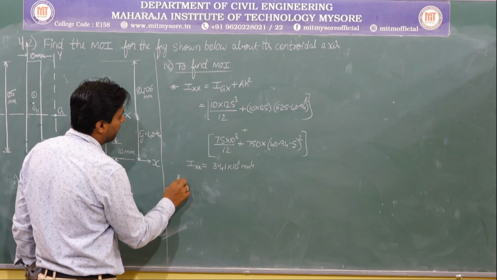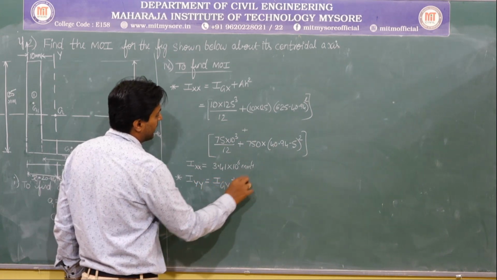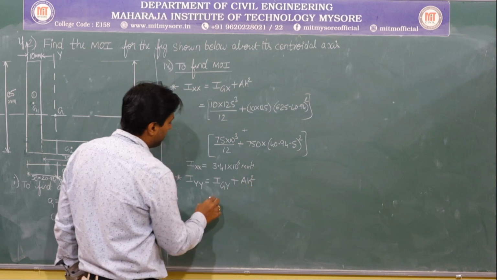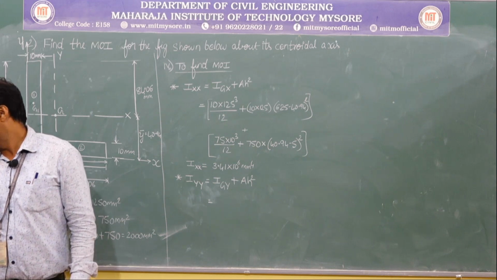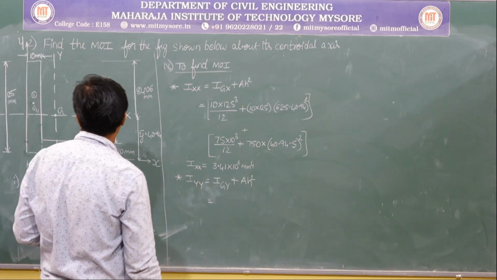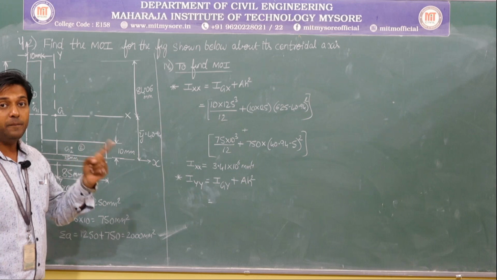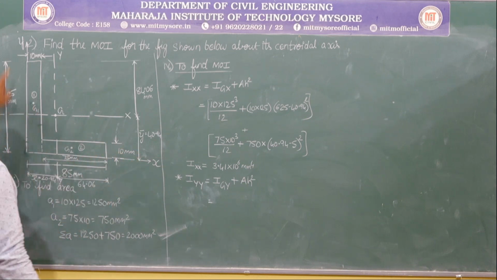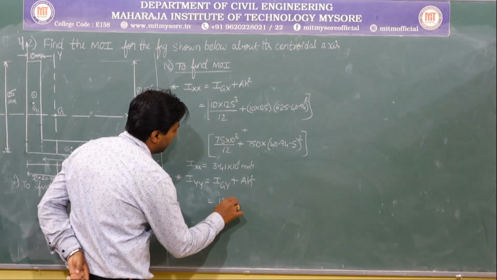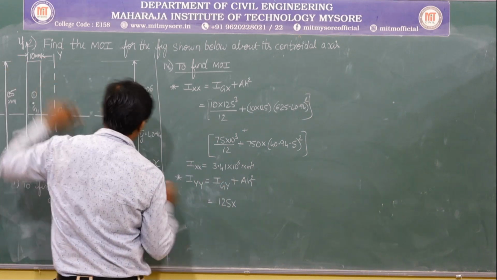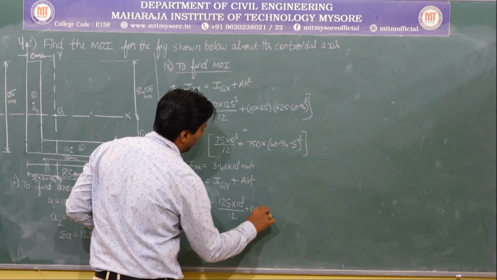Similarly, let me go with Iyy. It is nothing but Ig plus AH square. Now observe here. It is about YY axis. Whenever you are taking it about YY axis, it is dB cube by 12. What is D? D is 125, B cube is 10 cube. So it is 125 into 10 cube by 12 plus area is 1250 into H square.